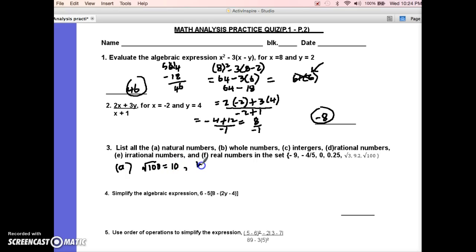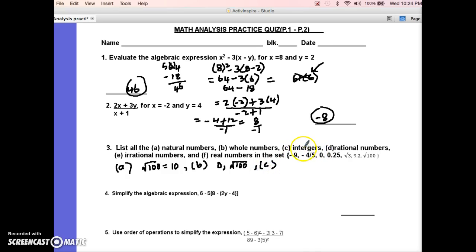Okay, part B. The whole numbers would be all the counting numbers and 0. So we'll use 0. And then we'll also use the square root of 100, which is 10, because we would count with 10.